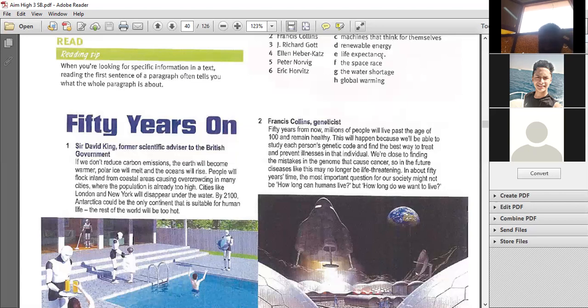In about 50 years' time, the most important question for our society might not be how long humans can live, but how long do we want to live? Here, live means to be alive. How long can humans live? But how long do we want to live?